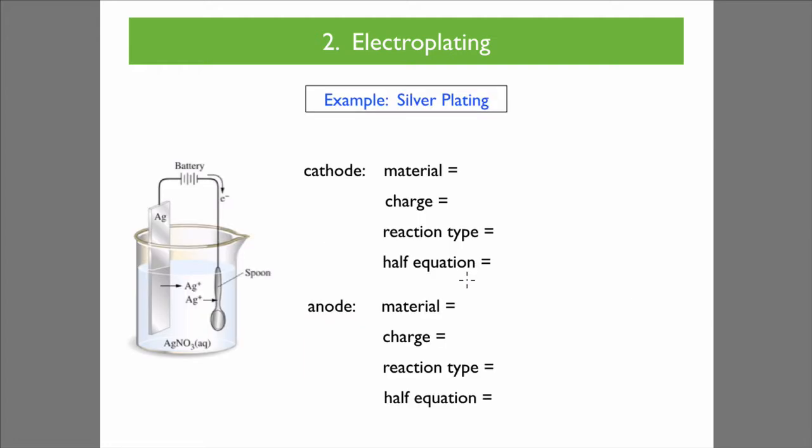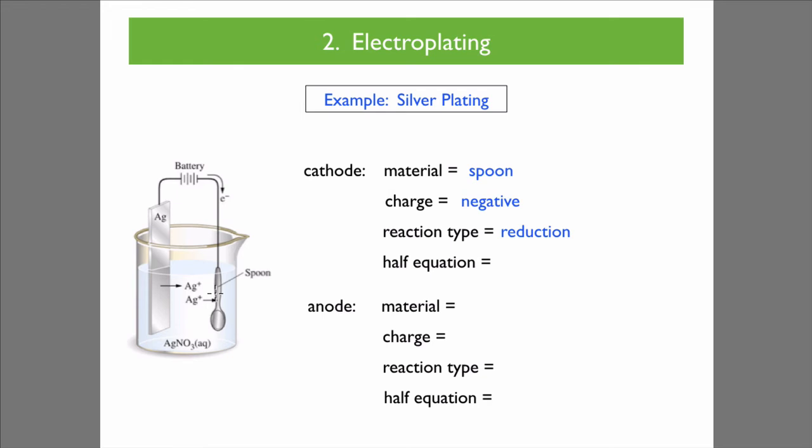Let's have a look at silver plating, which is great if you like silver spoons, which I do. I will only eat with a silver spoon. We can see the cathode here, where the electrons are being pumped to, is the spoon. So there is a spoon, and it is the cathode. It's going to have a negative charge because electrons are being pumped to it.